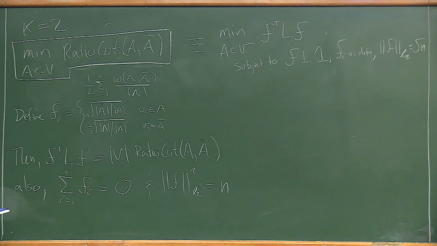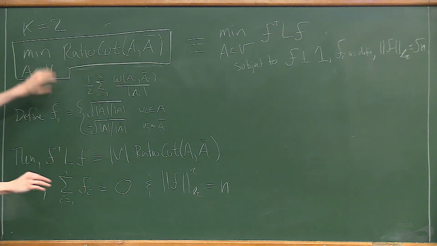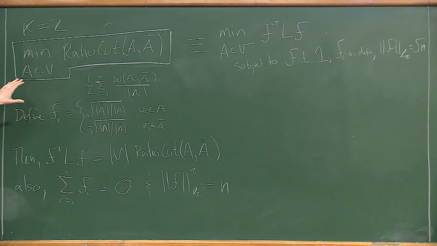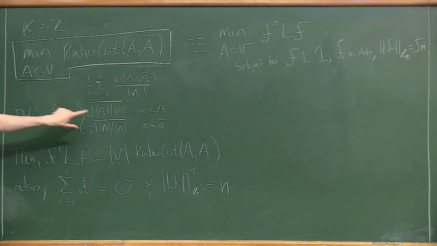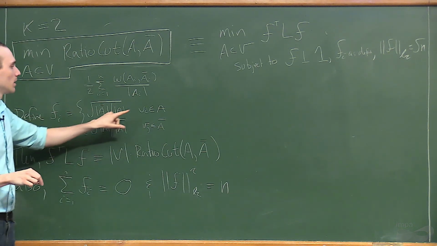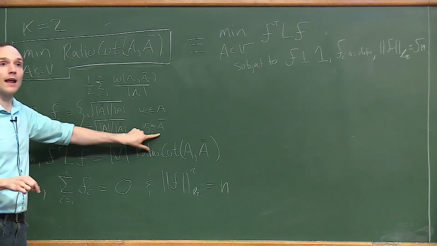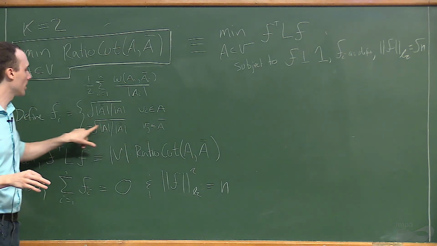Okay, let's take just a moment to unpack this because it's maybe a little bit subtle. We start with this ratio cut formulation, minimizing over subsets of vertices. Now we're defining f, but notice that f depends on A. We've sort of hidden that. f depends on A, and f takes constant values on A and A bar respectively, separated by a negative sign.